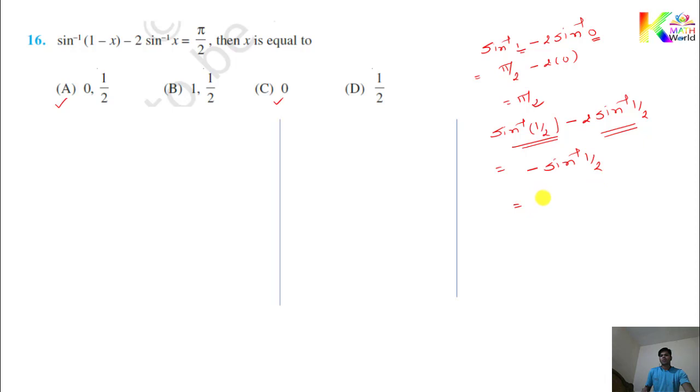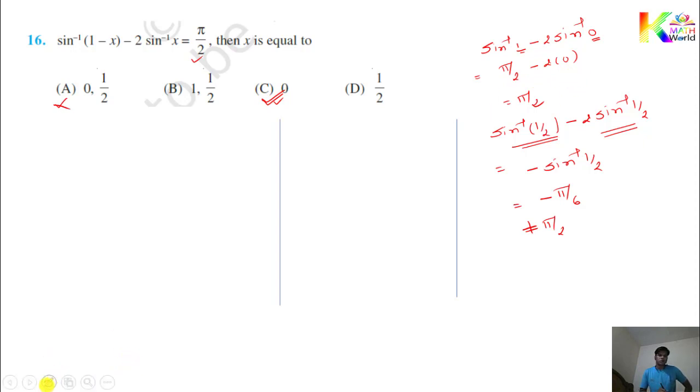Okay, so minus sine inverse 1 by 2. Sine 30, that is 1 by 2. It means pi by 6. So minus pi by 6, and that is not equal to pi by 2, your right hand side. It means this is not your correct option, so this will be your final answer. This way you can check quickly in the exam.